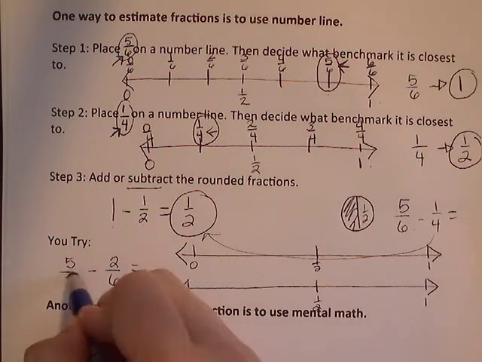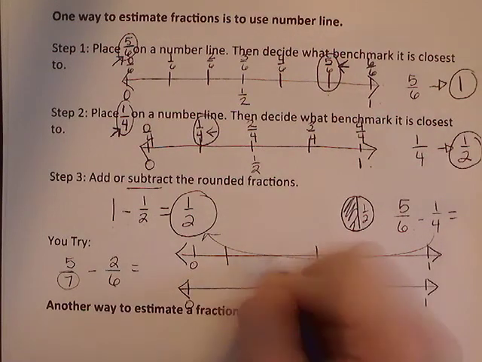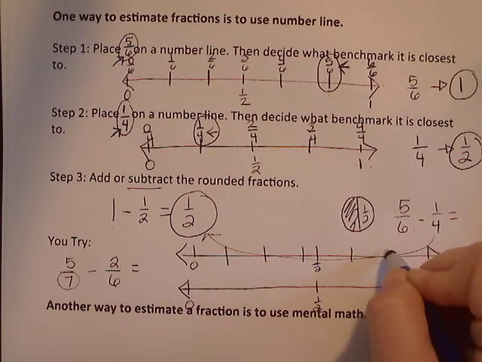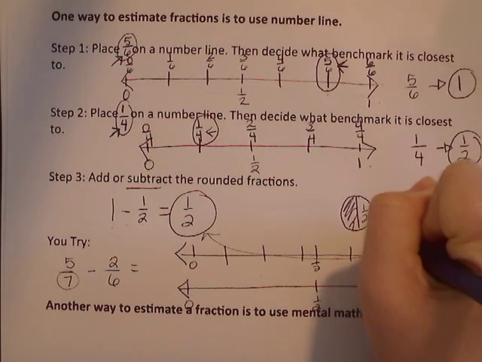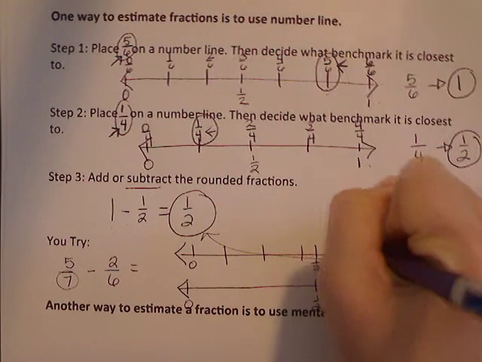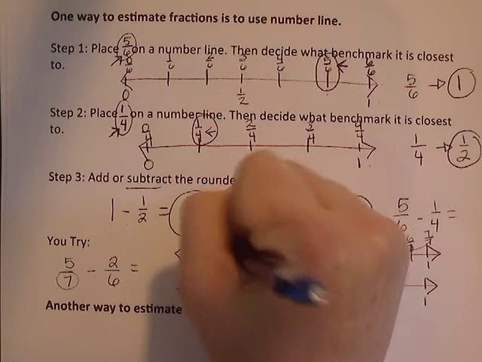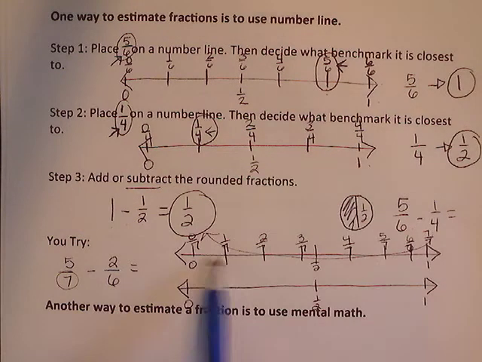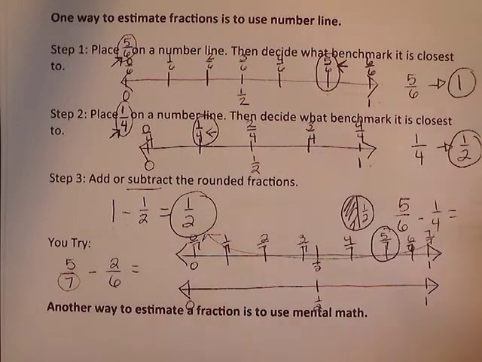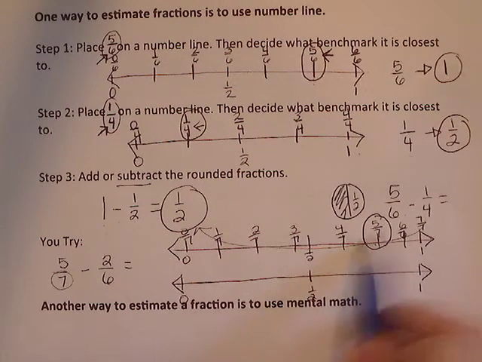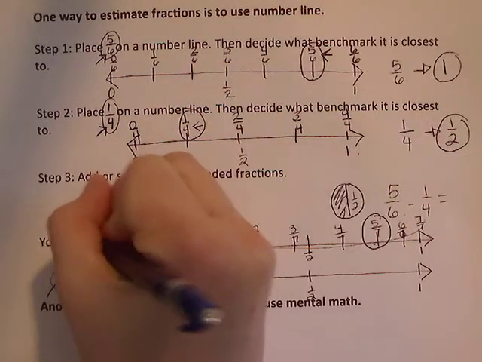Okay, my first one, I need to divide it into 7 equal pieces. So this would be 7/7, 6/7, 5/7, 4/7, 3/7, 2/7, 1/7, and 0/7. And if you see, I've tried to space my spaces out as equally as possible. So if I'm looking at 5/7, again, I would say closer to 1. So 5/7 is going to round to 1.